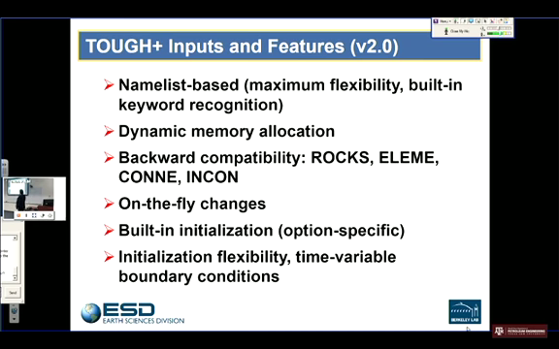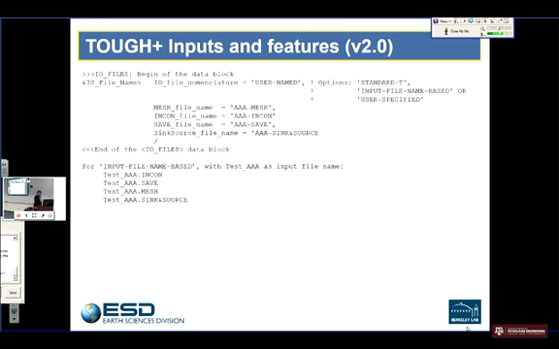We have namelist-based data, which basically means you read the inputs like English, so you cannot get lost over there. Dynamic memory allocation: you can have on-the-fly changes. Usually Fortran does not allow you to change things once you begin running. Here you can do that. Built-in initialization: in essence you can give the data and say, okay, find me the initial conditions. Of course, you have to give it the correct data. And initialization flexibility, time variable boundary conditions, all of these things.